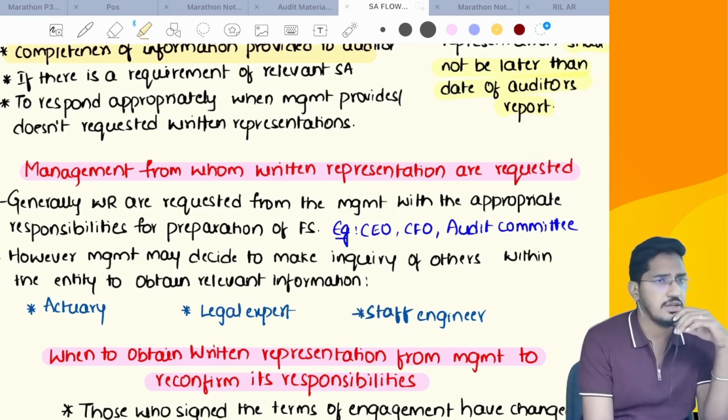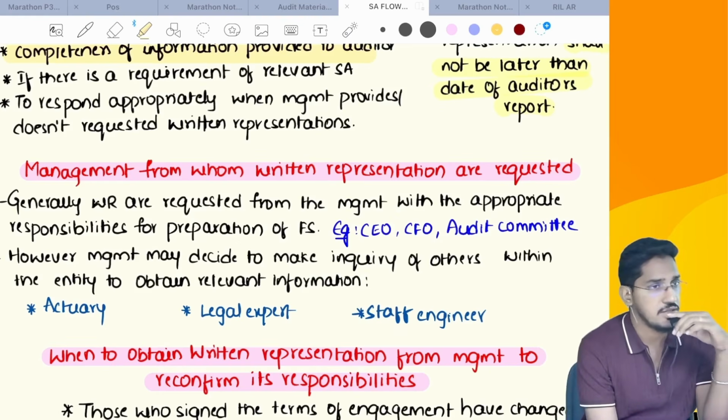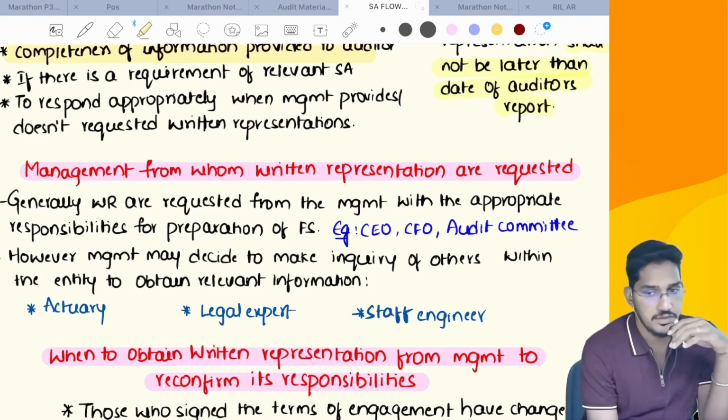I went to the management, I went to the CFO and told, sir, I need written representation regarding litigations and claims. CFO told, no, sir, I'm not the person looking into legal matters. We have an internal legal team. They are looking into the legal matters.